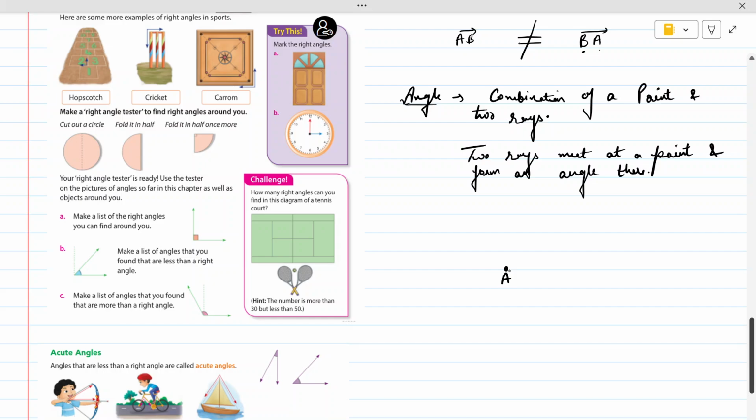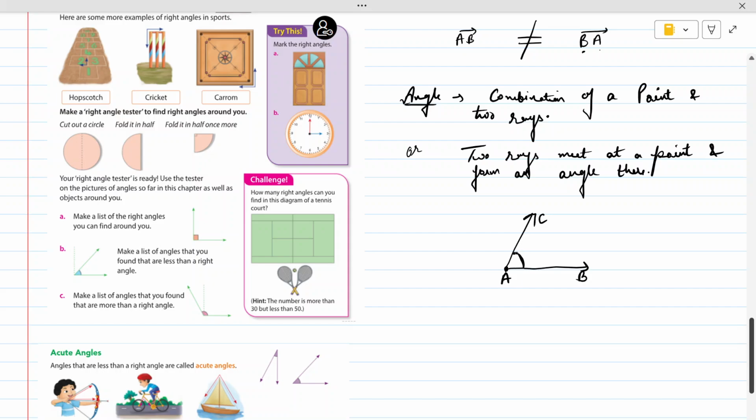I have marked A. From this point, I am making a ray. So what is a ray? Fixed starting point, but the end point is not fixed. So I'm marking it as AB. And from the same point, I am making another ray in this direction, and I'm marking this as C. So an angle is what? It is the combination of a point and two rays. This is one ray, this is another ray. Or, two rays meet at a point and form an angle here. So this is our angle.